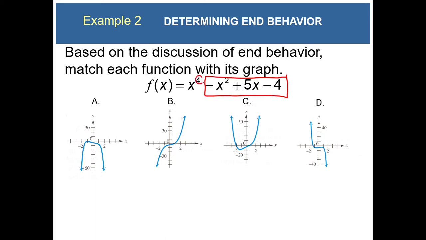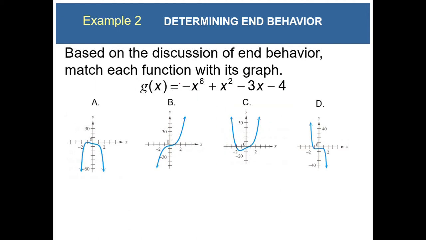We know this is an even power, so both of the tails could face up or both of them could face down. Now, since there's no negative in the front, it must be the first case where both of the tails face up. So the graph here is C. We don't need to graph it in order to know that it must be C, because this is the only one where both of the tails face up.